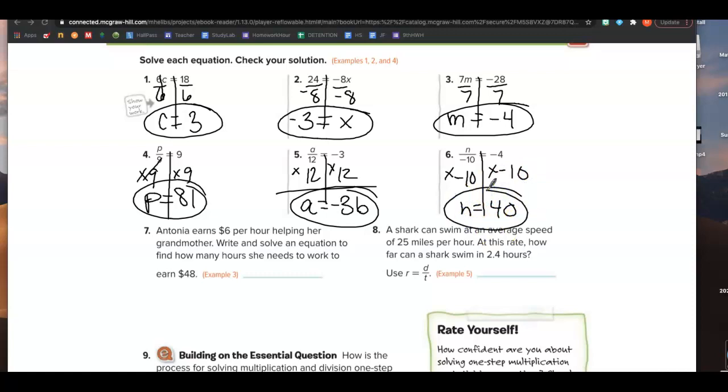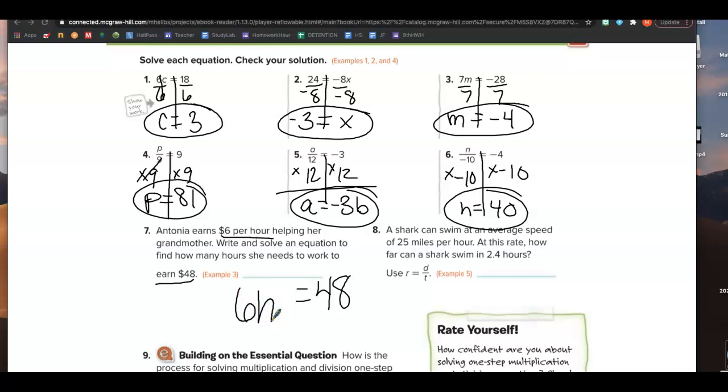Awesome. Last one. Antonia earns $6 per hour, helping her grandmother. Write and solve an equation to find how many hours she needs to work to earn $48. So what's the total amount that she needs? So we know that she needs a total of 48, so it's going to equal 48. How much does she earn per hour? 6. And what operation would you do with 6 and the number of hours that you work? Multiplication. Do we know how many hours? No. So we'll write 6H, H for hours.